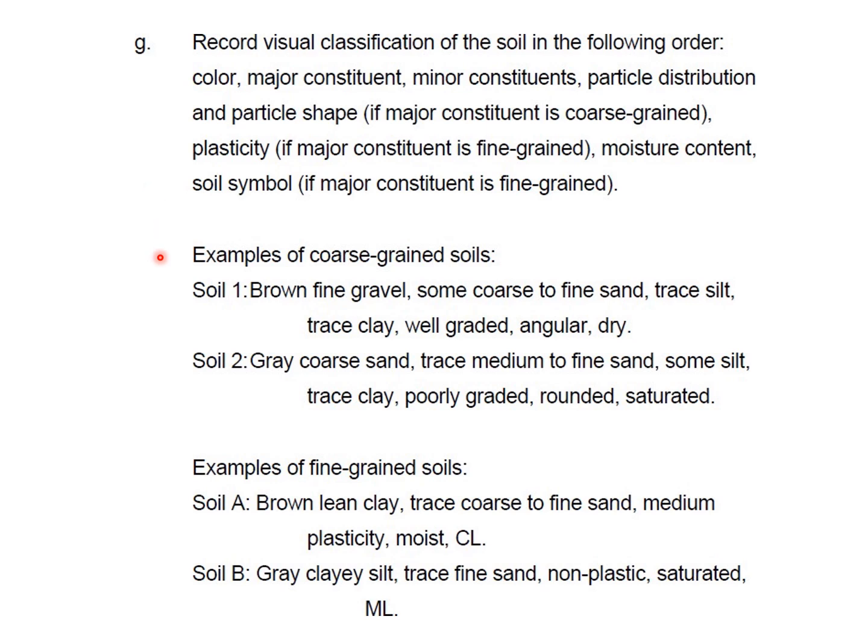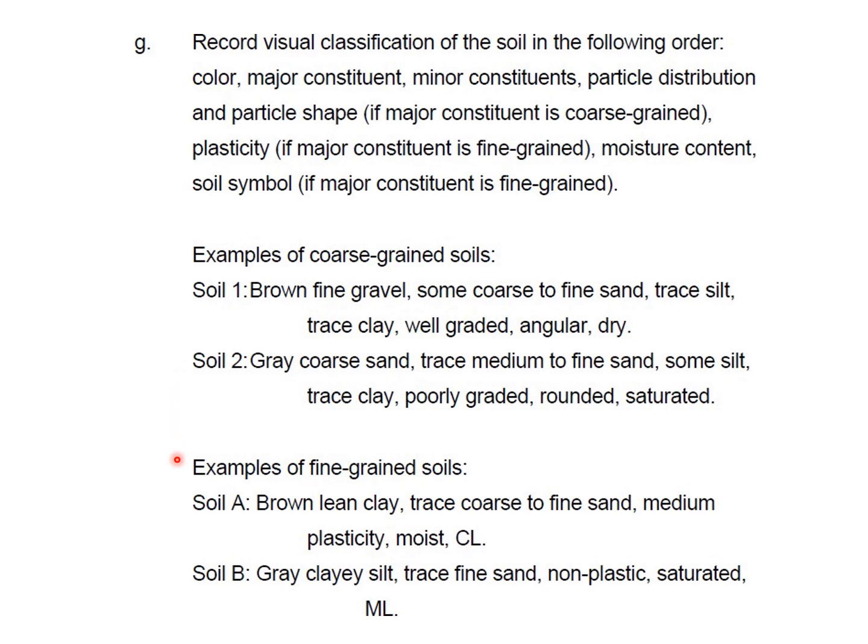Examples of coarse-grained soils: here you would find soil 1, brown fine gravel, some coarse to fine sand, trace silt, trace clay, well graded, angular, dry. So in this way we can describe the soil. Similarly, for this particular soil, the description is gray coarse sand, trace medium to fine sand, some silt, trace clay, poorly graded, rounded, saturated.